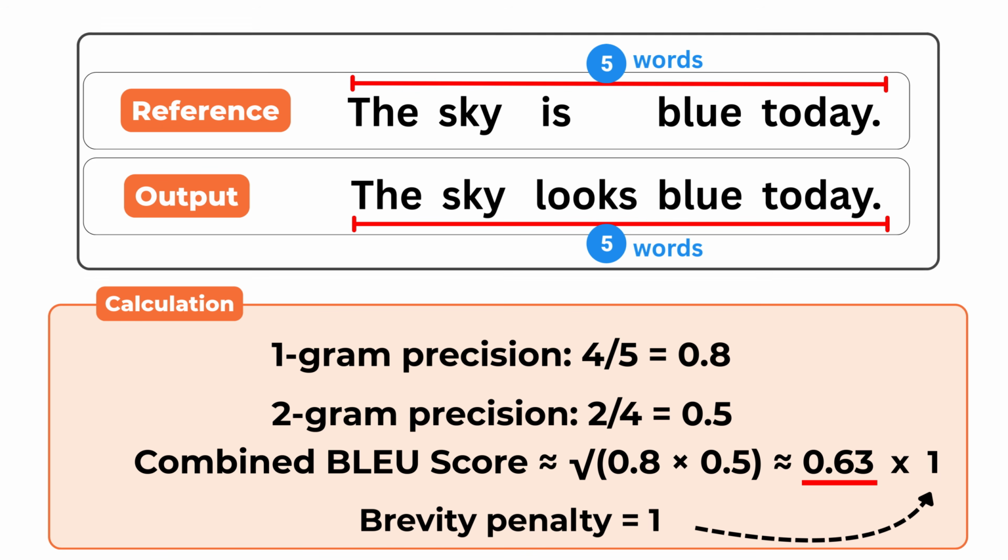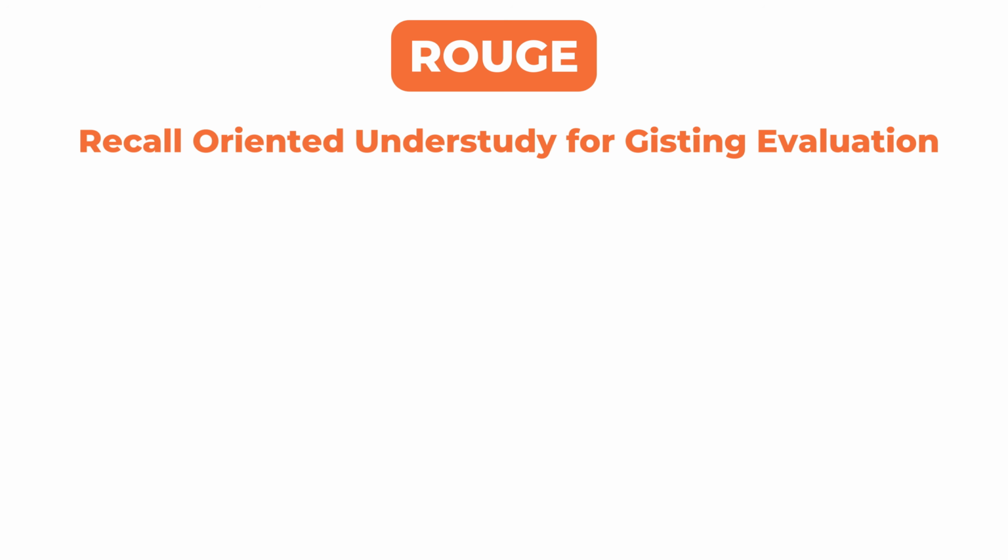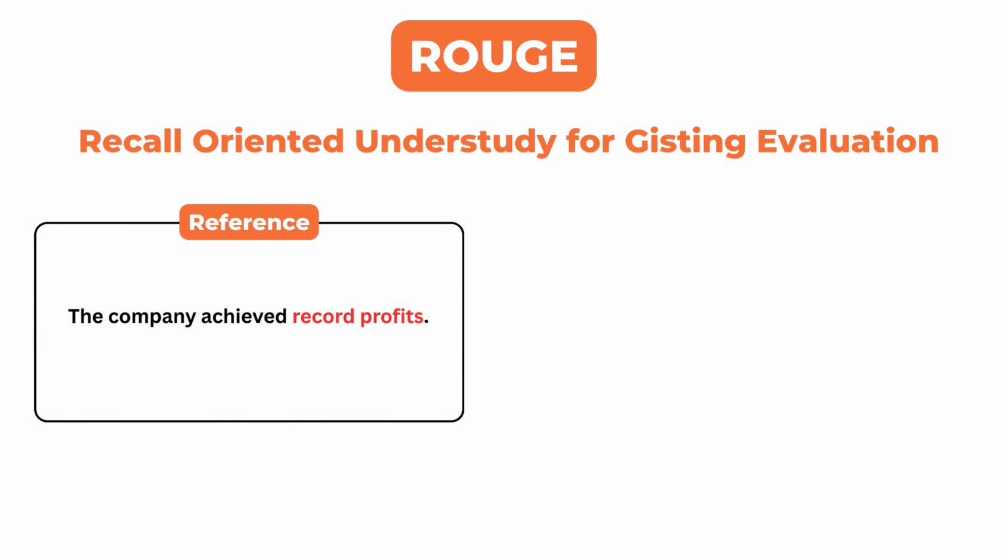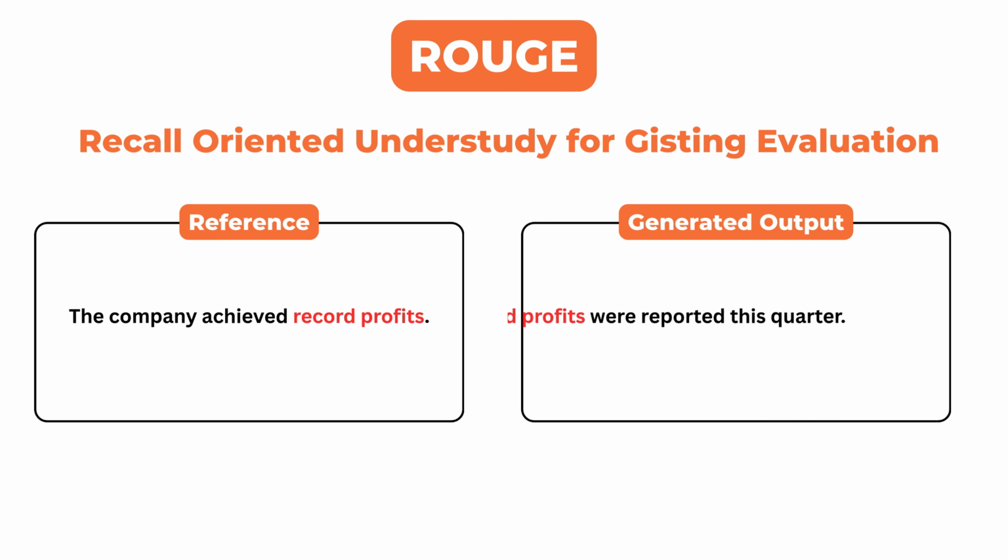This is why BLEU became the standard for machine translation, where these short word patterns are a strong signal of quality. Alright, next let's discuss ROUGE, or recall-oriented understudy for gisting evaluation. It measures how much of the reference content appears in the generated output.